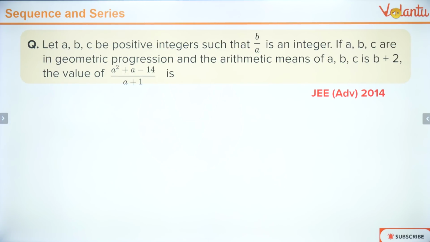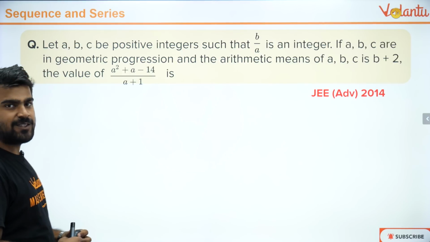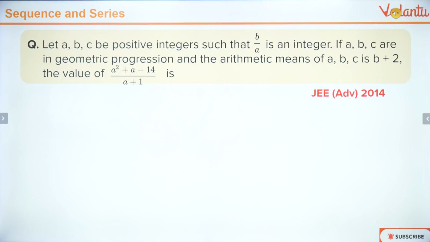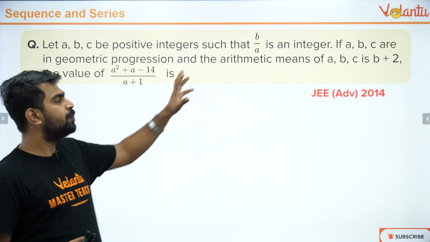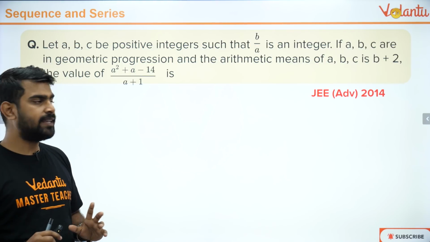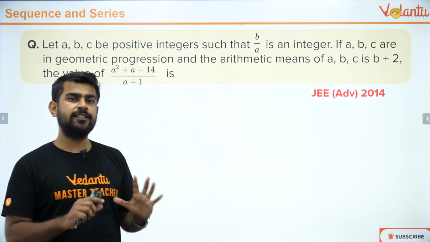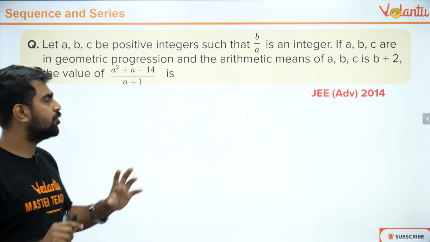So we have a JEE Advanced question over here. Let's see how to tackle this one. So here we have three positive numbers A, B and C such that B by A is an integer. Okay. So don't be startled by the fact it's a JEE Advanced question. It is pretty easy to handle this. I will show you how.